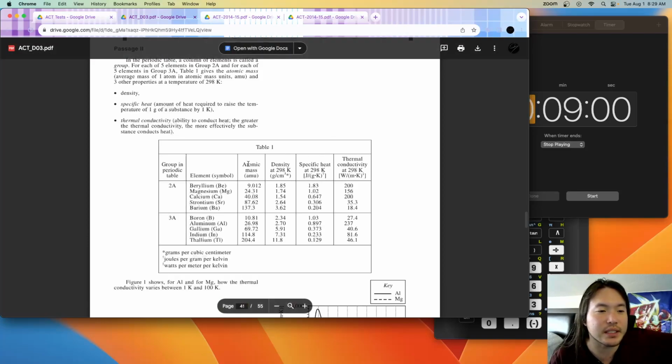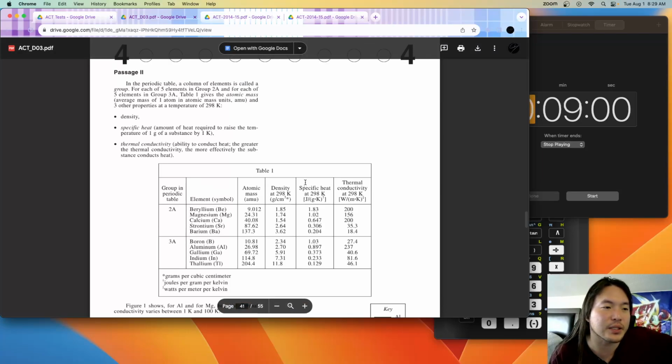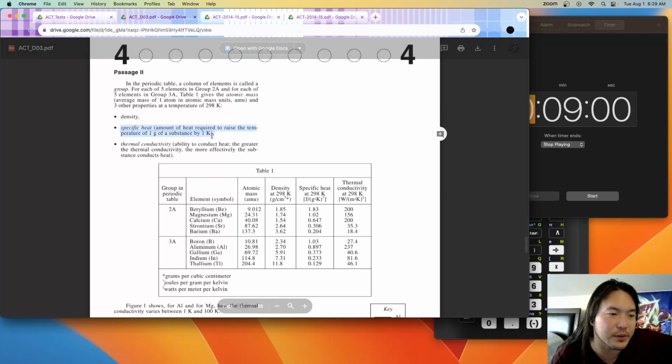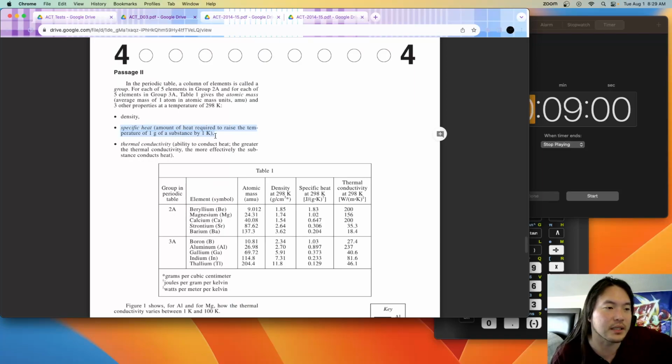But honestly, you don't even need to know what it means. You just need to know that there is data for specific heat, here are the numbers. Here's the data for thermal conductivity, here are the numbers, right? Occasionally, they might ask you to interpret some of the data. If they ask you to do that, just make sure you go over here, right? They literally tell you what specific heat is.